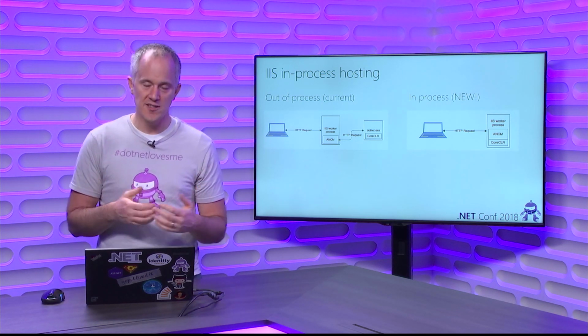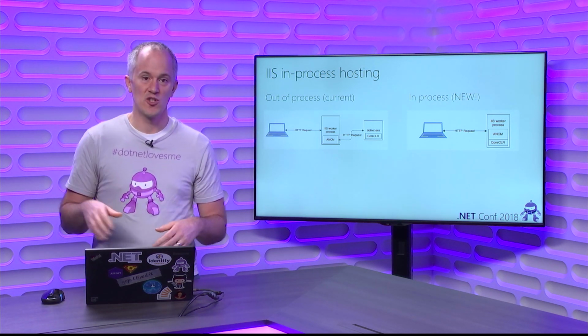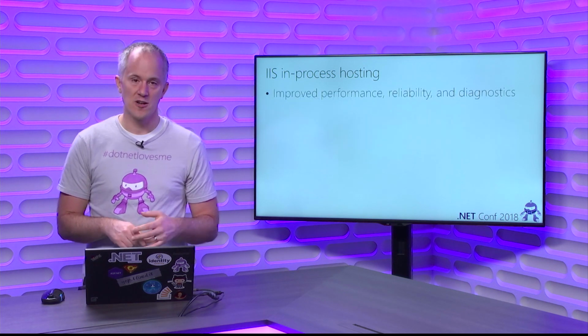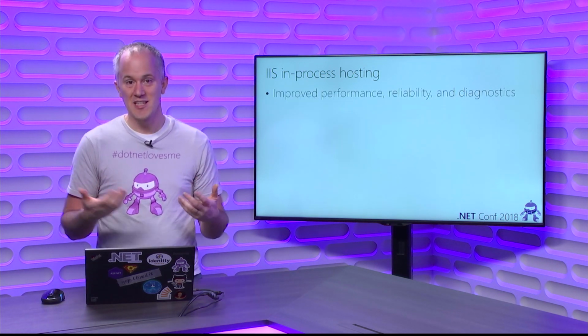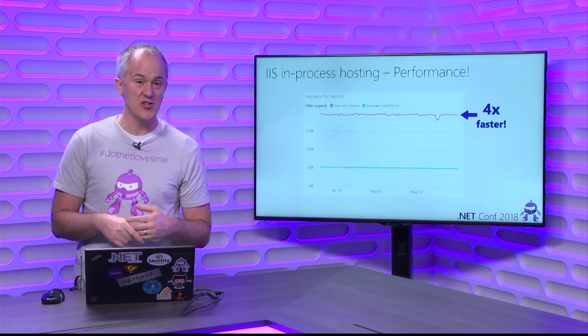With the new in-process model, your ASP.NET Core app actually runs directly in the IIS worker process, which gives you much better performance and much better reliability. If things go wrong, it's easier to figure out why. So that's the main motivation why we're doing this feature. And the performance is looking really, really good.